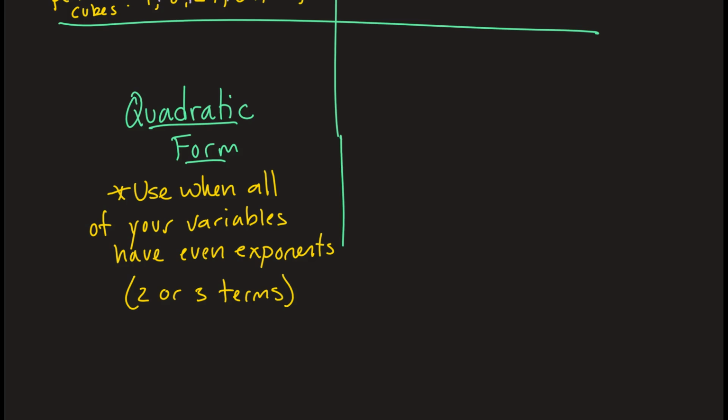Now, what do you think it means when I say all of your variables have even exponents? Give me an example of a variable with an even exponent. Right, so x squared. What else? X to the 4th. X to the 6th. Is a plain x a variable with an even exponent? No. Let's say 2 or 3 terms. That's a 3, sorry.